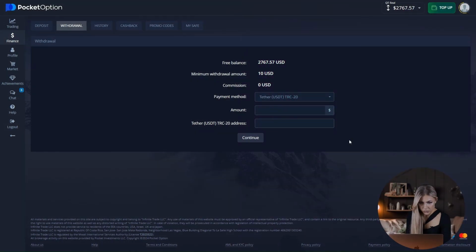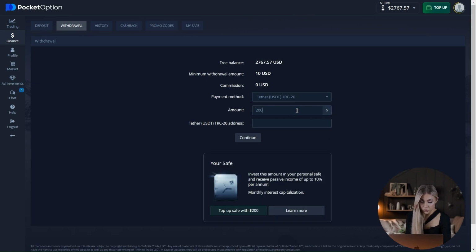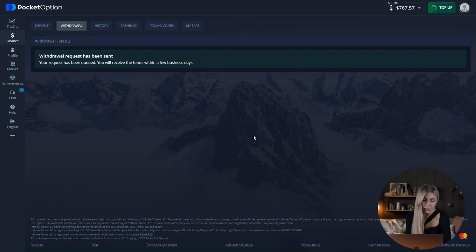So let's make a withdrawal. Today I will be withdrawing $2,000. Enter this amount in the amount window. I have various wallets. I often use Trust Wallet, Bybit, or Binance. The withdrawal process is very simple. Enter the amount. Next, I specify the wallet address and press the Continue button. And that's it. The request has been processed and will land in my personal balance in a few minutes.